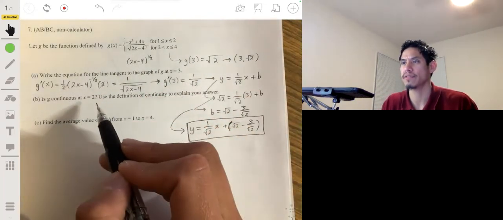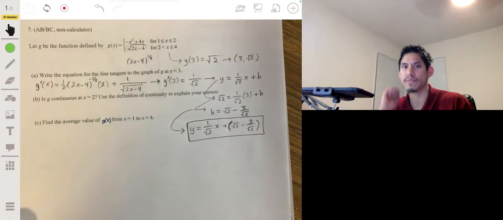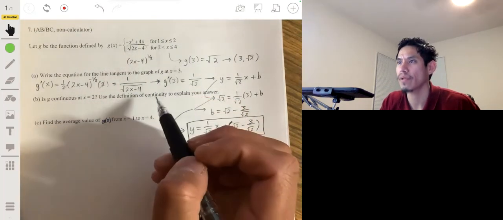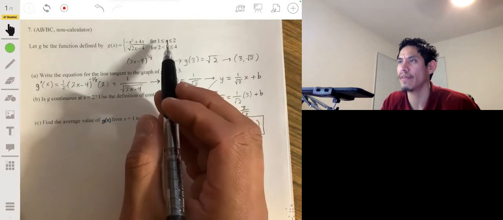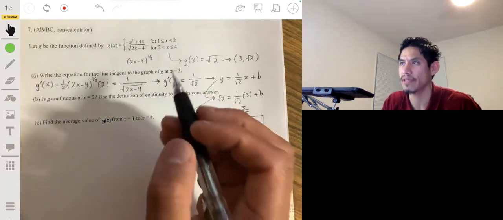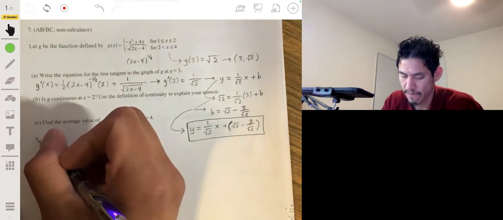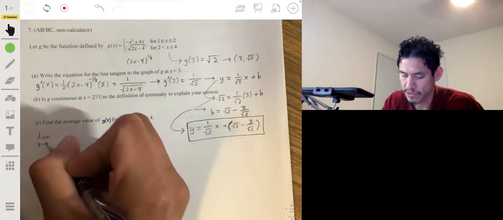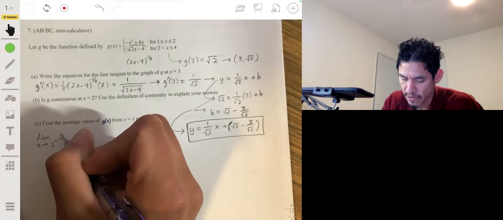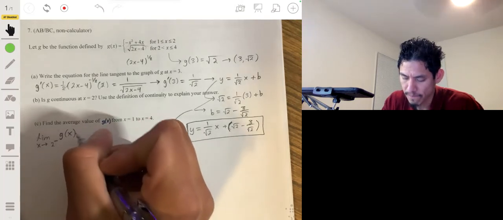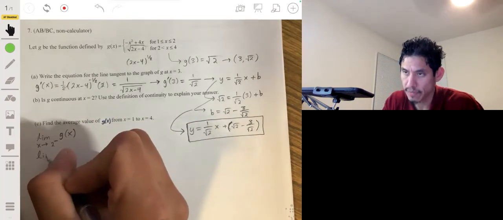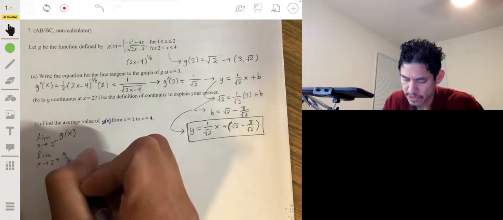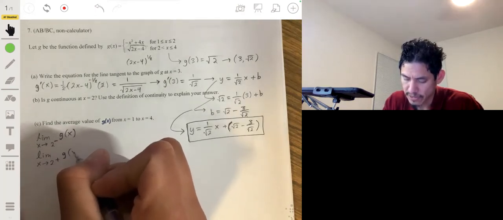Is g continuous at x equals 2? Use the definition of continuity to explain your answer. Okay, so for it to be continuous at x equals 2, that means the left-hand limit has to be equal to the right-hand limit at 2. So how we write that: the limit as x approaches 2 from the negative side of g of x needs to be equal to the limit as x approaches 2 from the positive side of g of x.